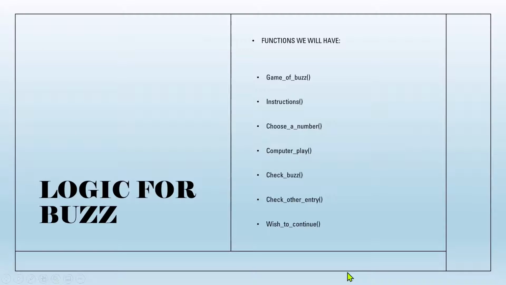Now about the logic. Whenever we are solving any problem, or developing any algorithm for that matter, we need to break the problem down into smaller tasks, and then have each task assigned to one function. So here, for example, we have the main function, which is game of buzz, and we'll be calling these different functions from that main function. This one, for example, will only have the printing of instructions, basically giving the instructions to the user. Choosing a number will focus on allowing the user to select a number, and so on and so forth.